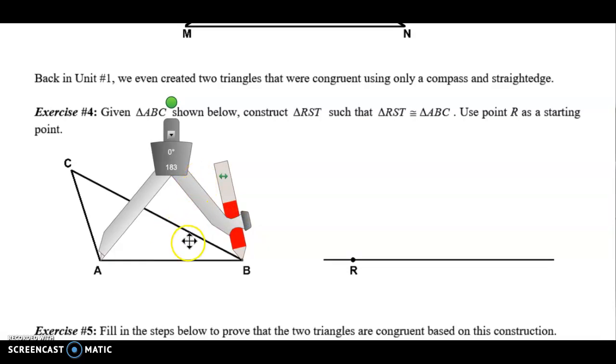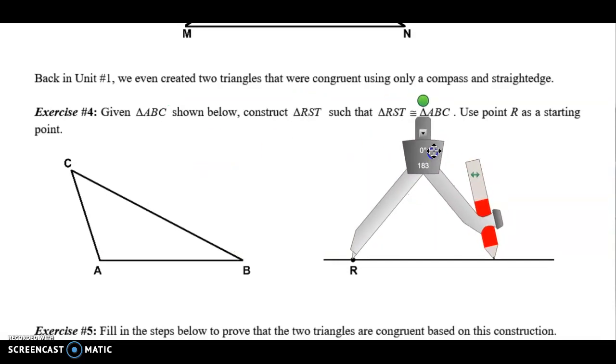So basically, I'm going to take each side and copy it over here on that other triangle. So I'm measuring AB. I put one end of my compass on A, one end on B. I come over here to R, I put the compass on R and I make a little arc. That's going to be S.